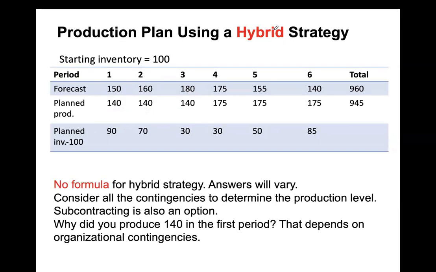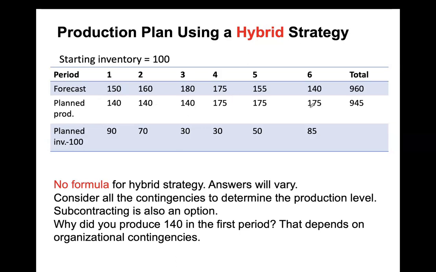For hybrid strategy, there is no specific formula because it depends upon organizational contingencies. Maybe sometimes a machine is available, at another time a machine is not available. Sometimes a raw material is available and another component is not available. So in hybrid, it depends upon organizational contingencies. For example, over here you can see if the demand is 150, the organization is producing 150. Now why are they producing 140? We need more information because they are using their own contingencies. Maybe because of availability of machine or raw material, they decided to produce 140 here, 140, 140, and 175 this one.